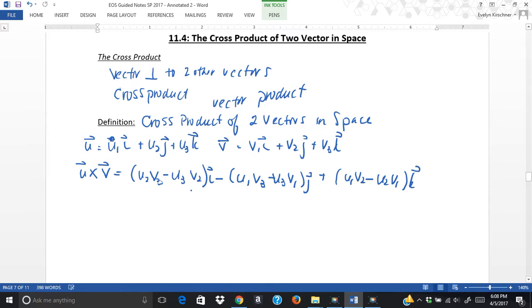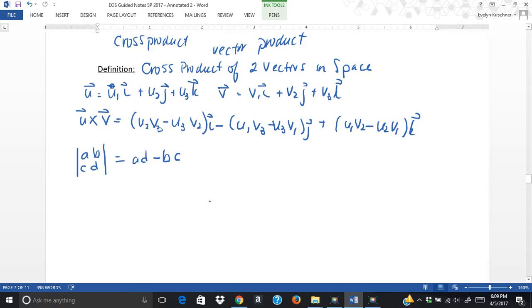And notice we can only use this for three-dimensional vectors. We can't use this in the plane, only in space. The much easier way to look at this is with matrices. I don't know if you remember, if I have a matrix A, B, C, D and I put these lines, that means determinant, and the determinant is just AD minus BC.